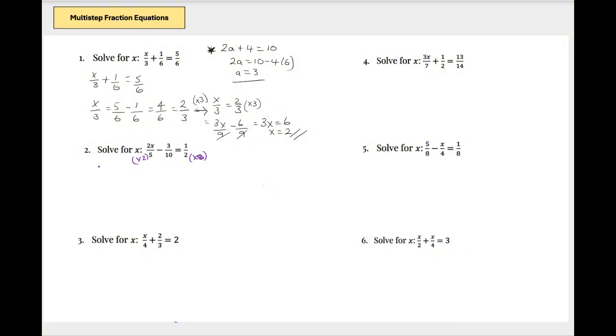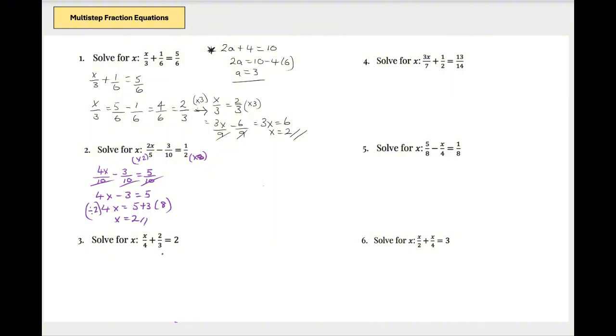So now I've got 4x over 10. That stays the same because our denominator is where we want it to be. And then this becomes 5 over 10. So now I'm going to get rid of them, cancel them out. And I'm left with a normal algebra question. So 4x equals 5 plus 3. And we're going to divide it by 2. And our answer is x equals 2.